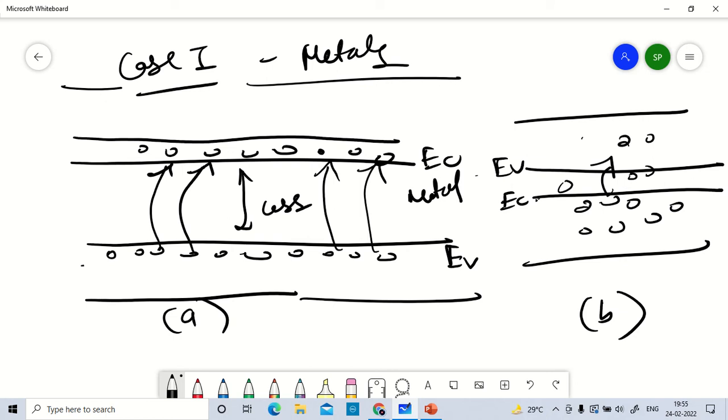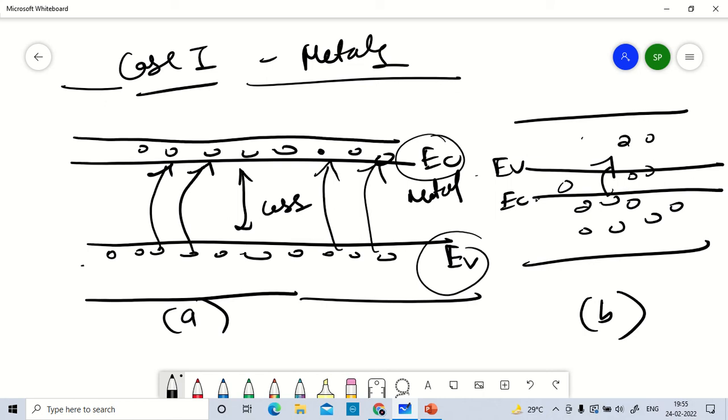And these are the two cases: a partially filled conduction band with a partially empty valence band, then it is a metal, and an overlapping valence band and conduction band, then also it is a metal. Now we come to case 2. So what is case 2?